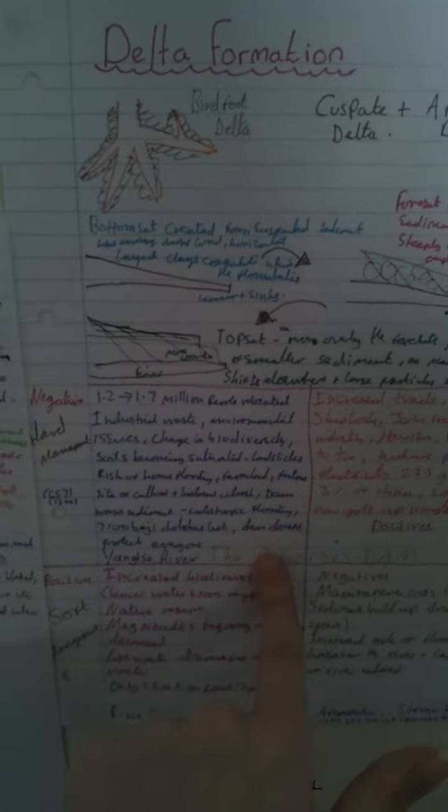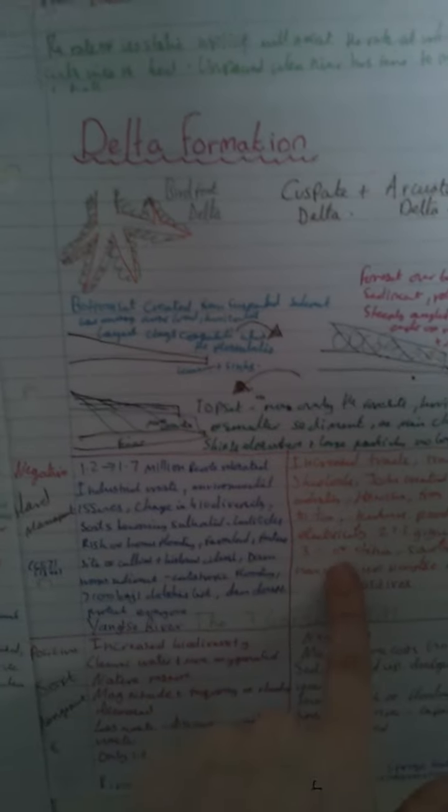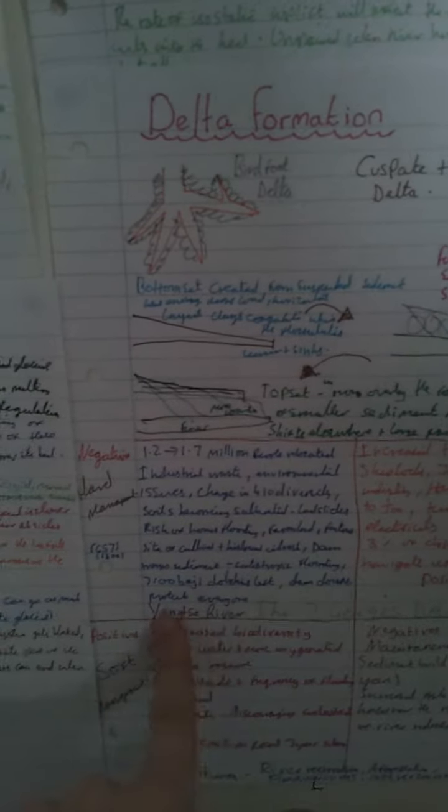This is the different case studies. So we have the Three Gorges Dam. So we've got the negatives and the positives of it. And that was in the Yangtze River. And then we have the River Skern, the positives and the negatives.